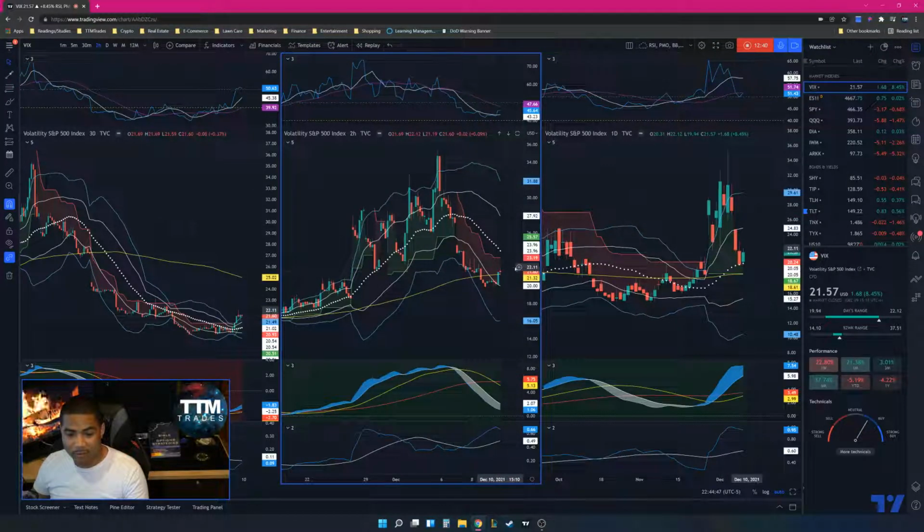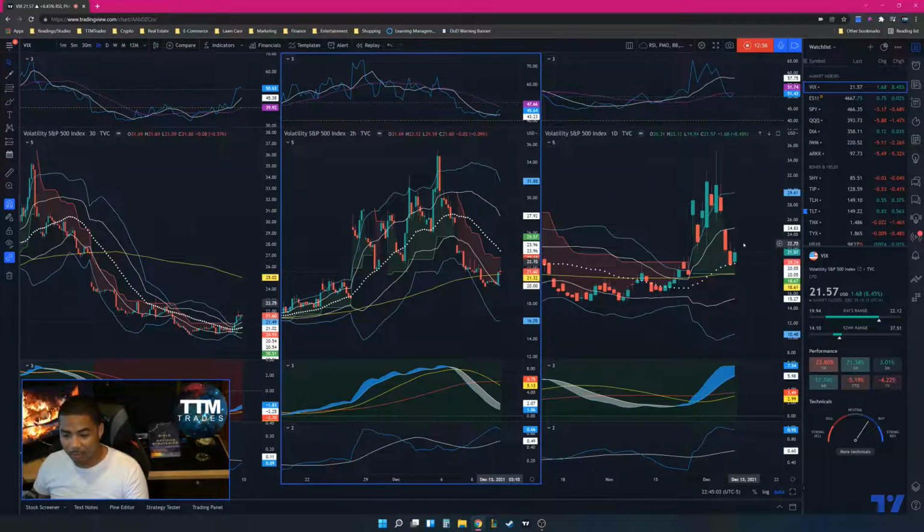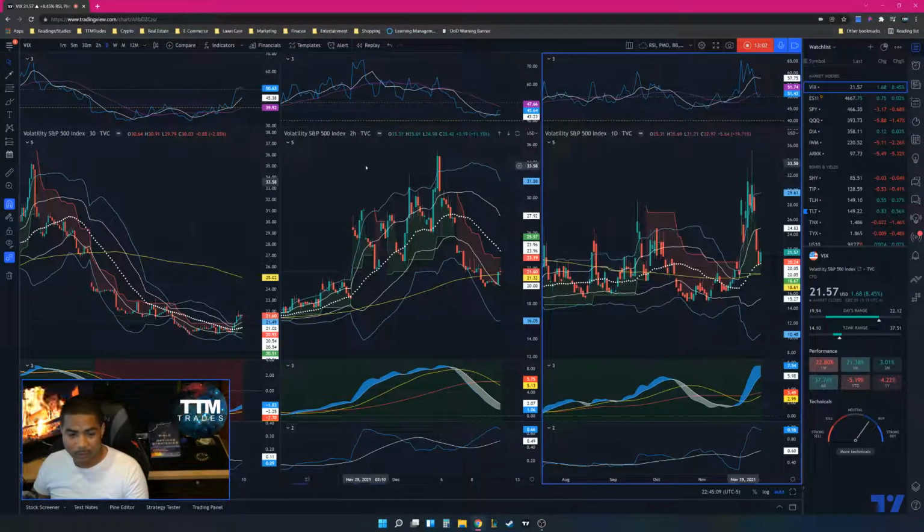the VIX is starting to consolidate right here at its 150 SMA, and it's sitting here like it's waiting on tomorrow's announcement. And the option market is already pricing that in, whether they're hedging or whatever the case may be. You can see that the option market is pricing in its volatility and they're preparing for it. So you can already foresee that on the VIX and what this could possibly become.